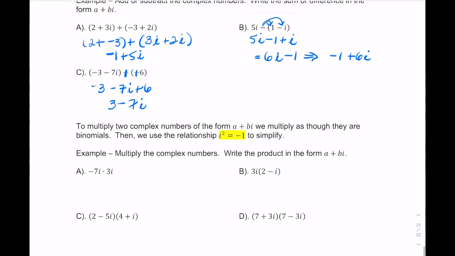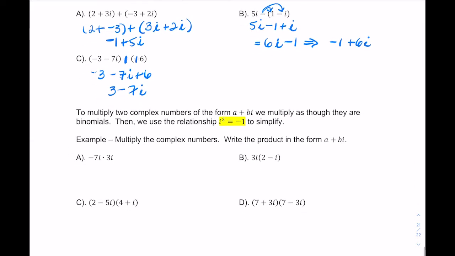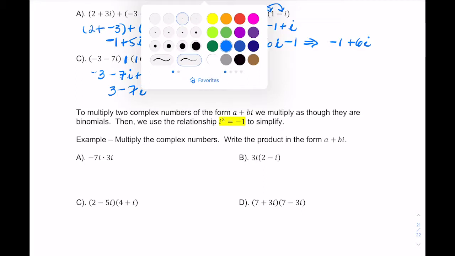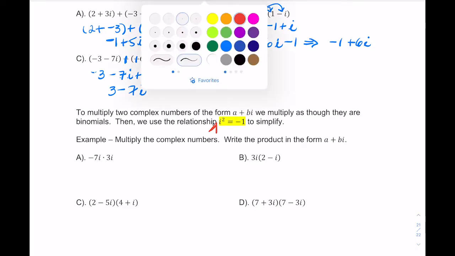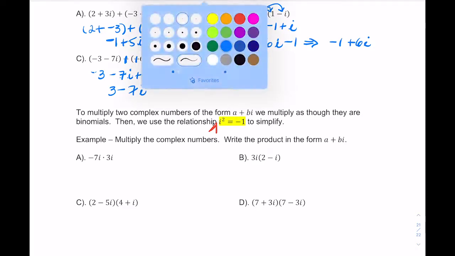To multiply, we need to remember that sometimes we're going to end up with an i squared. And when we see an i squared, we're going to want to turn that into a negative 1. So I'm going to put a red flag there to watch out. Anywhere there's an i squared, we're going to make it a negative 1. So you don't want to forget that.